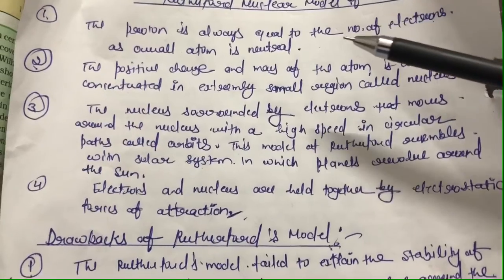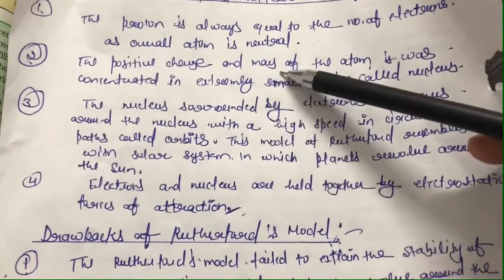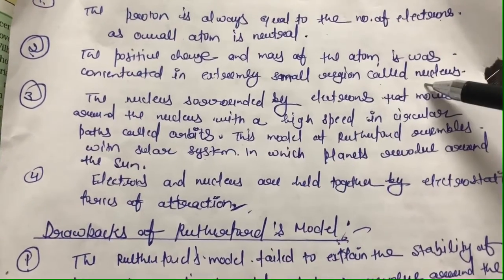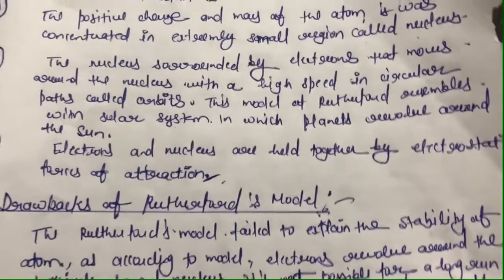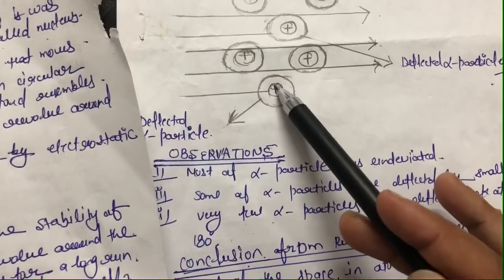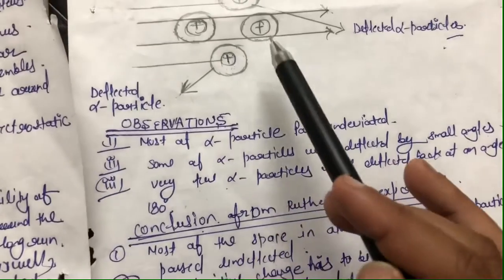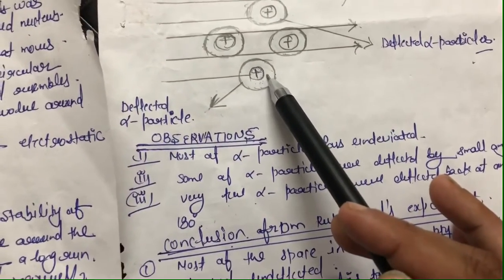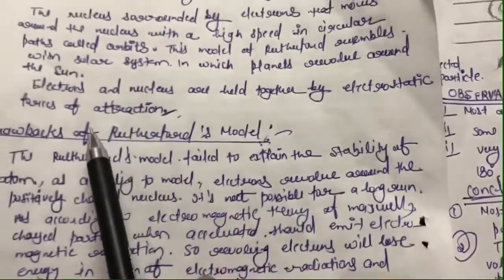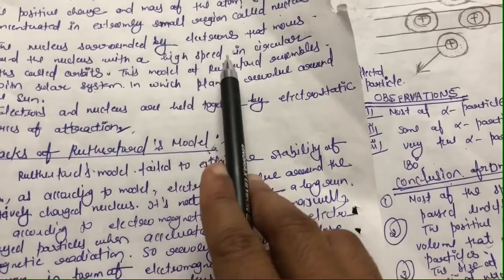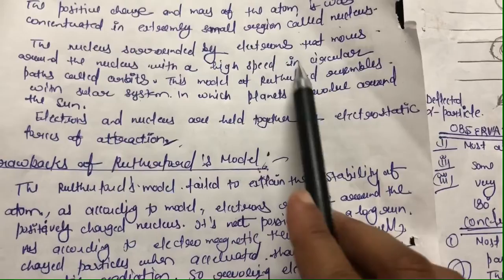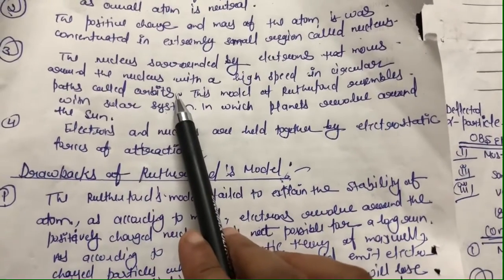So the same theory is given by Rutherford, that the positive charge and mass of the atom were concentrated in an extremely small region called the nucleus. Clear? This region, in which the positive charge of the atom is concentrated, is known as the nucleus of the atom. Clear? And the nucleus is surrounded by electrons that move around the nucleus with a high speed in circular paths called orbits.